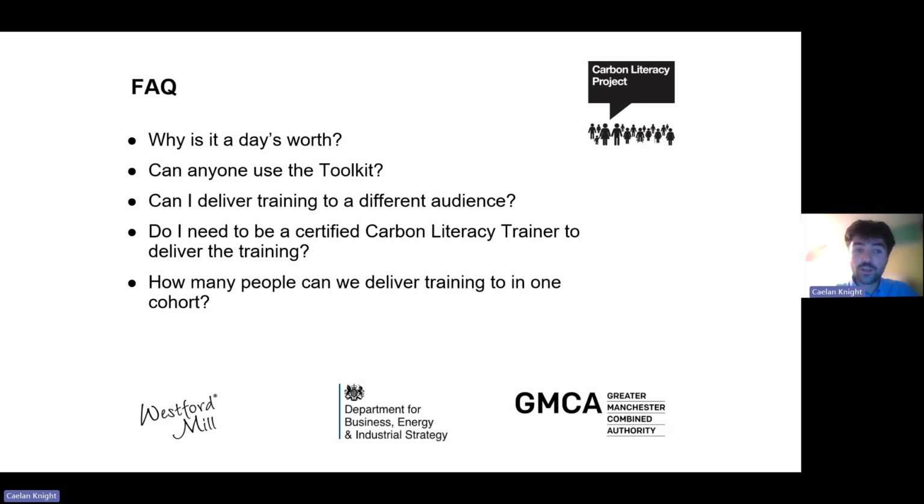Another question we are frequently asked is, do I need to be a certified carbon literacy trainer to deliver the training? The answer is no. Anyone working in a community council can deliver this training. It's very much a suite of resources, so anyone can use it. And I will provide some more details on how you can actually access the course soon.